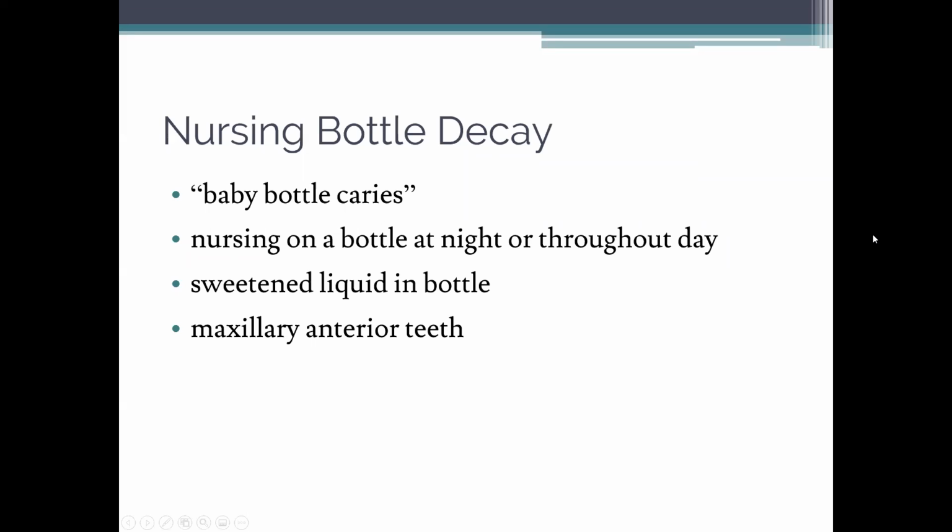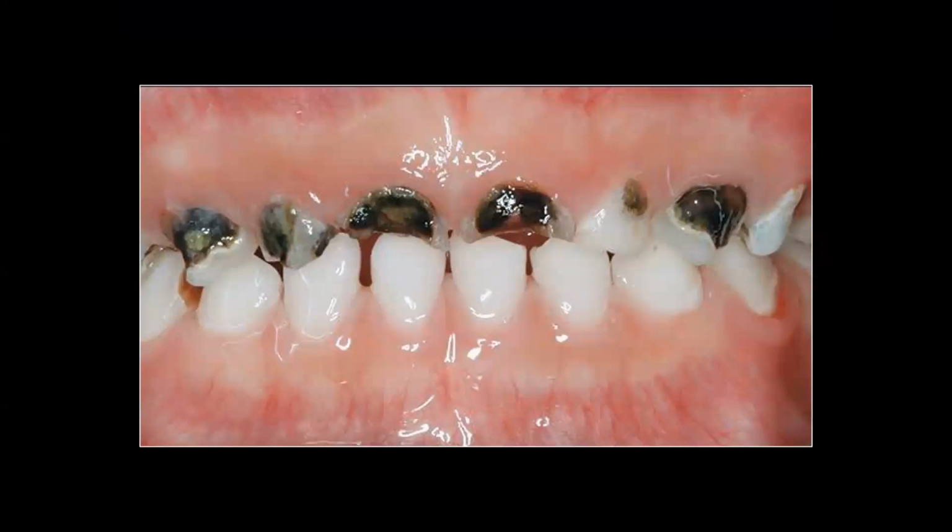But it constantly bathes the mouth with sweetened fluid. Well, strep mutans loves it. It says, ooh, I'm going to eat all this sweetener that you're giving me, and I'm going to poop out more acid. Well, the majority of the time, we're going to see it on the maxillary anterior teeth.